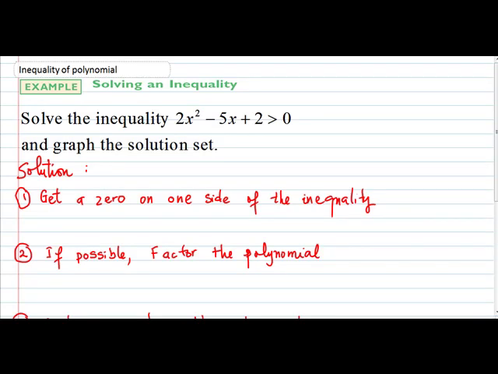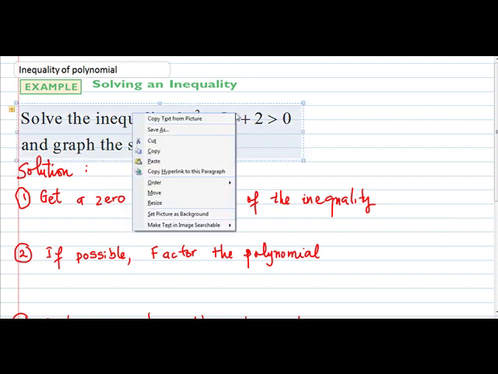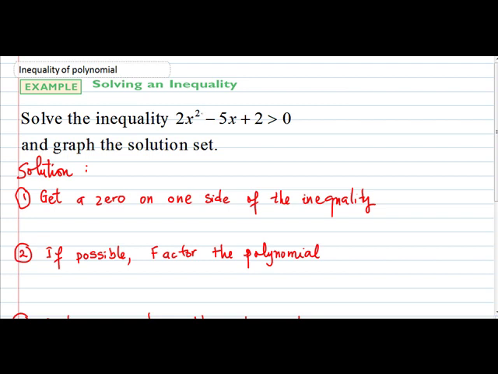In the exam, I'm going to show you how to solve the inequality of a polynomial. This is a polynomial. I'm going to solve for x such that this polynomial is greater than 0. Here's the solution. Step 1. Get a 0 on one side of the inequality.